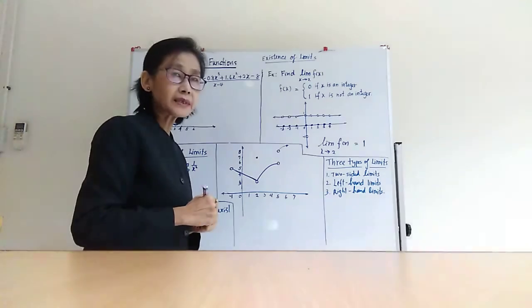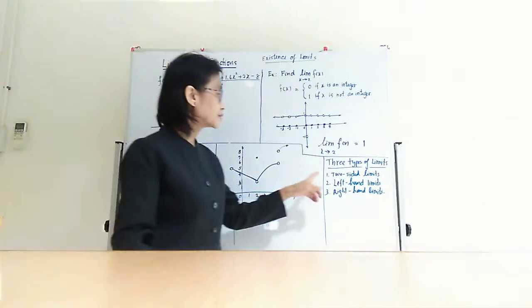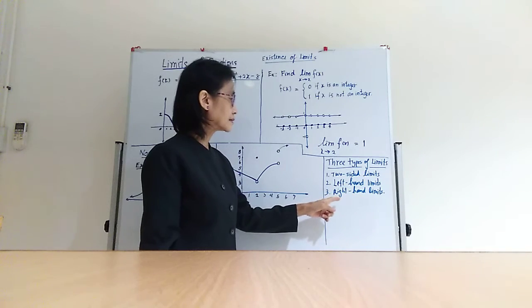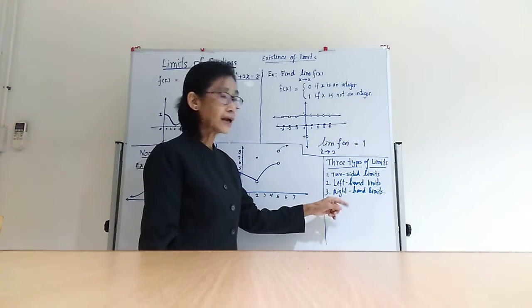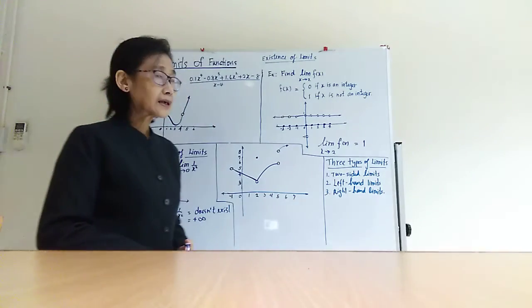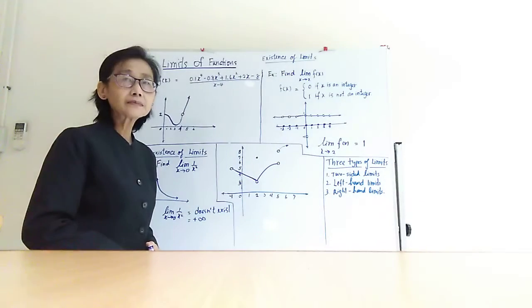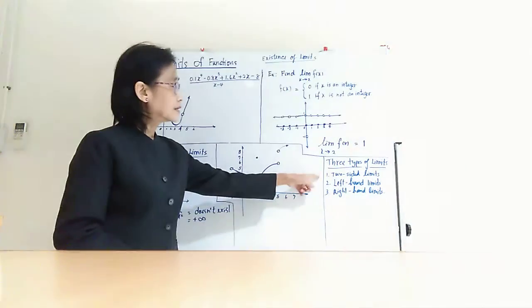There are three types of limits. First one, two-sided limits. Second, left-hand limits. And the last one, right-hand limits. Then we come to see each kind of limit. The first one, two-sided limit.